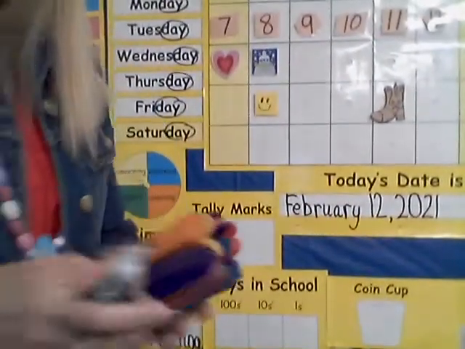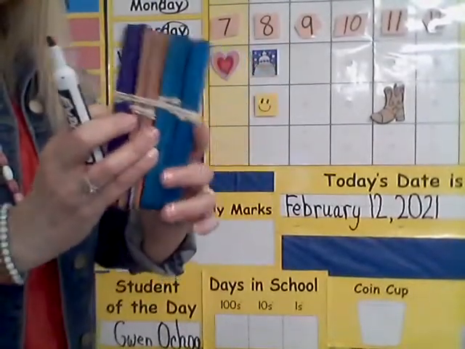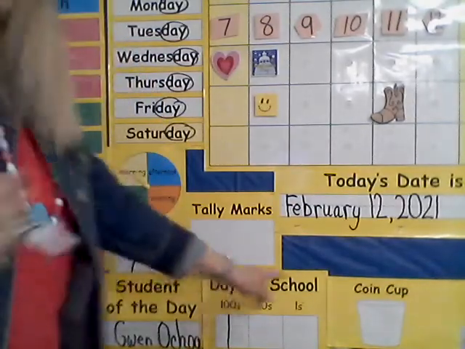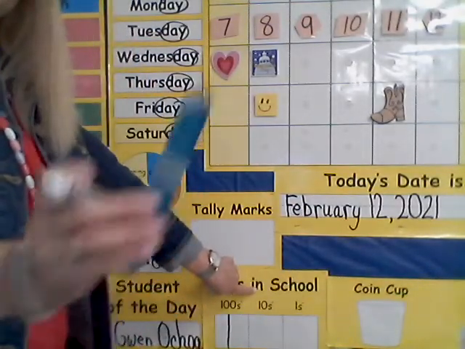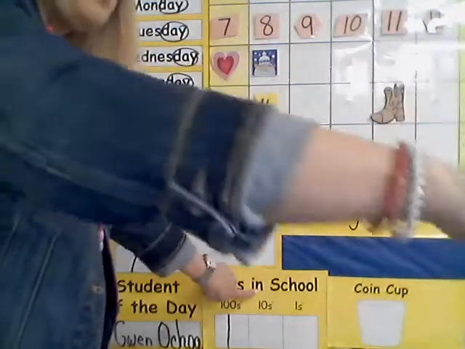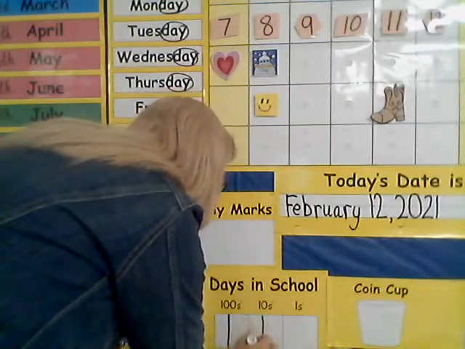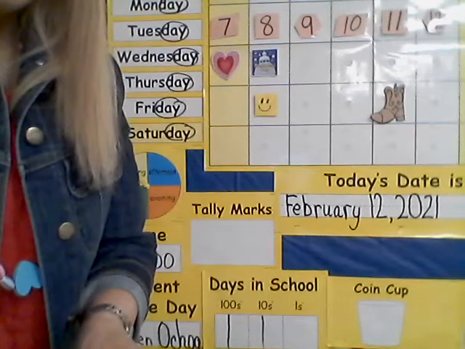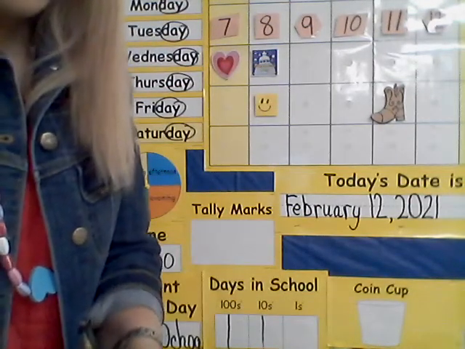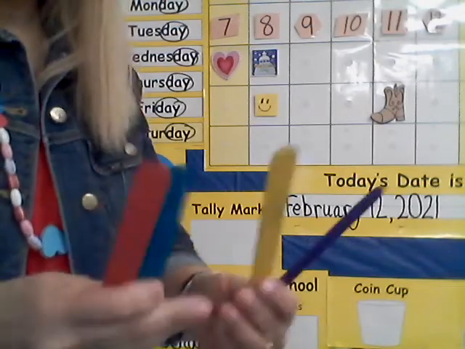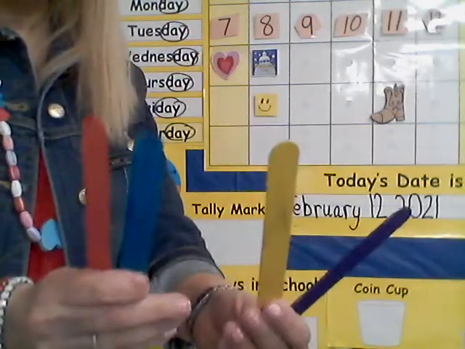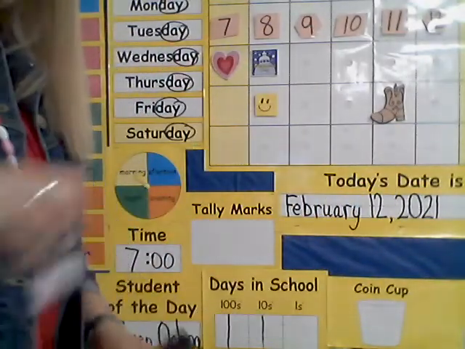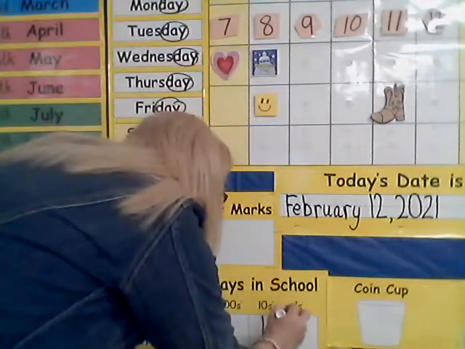All right, so now let's go ahead and graph this on our days in school graph. All right, so in our 100s column, we are going to write one great big bundle. All right, how about in Mr. 10's column? One Mr. 10. And how many Mrs. 1's? Let's look here. So we have 2 plus 2 equals 4. Plus one more is 5. So we will go ahead and write a 5 in our ones column.